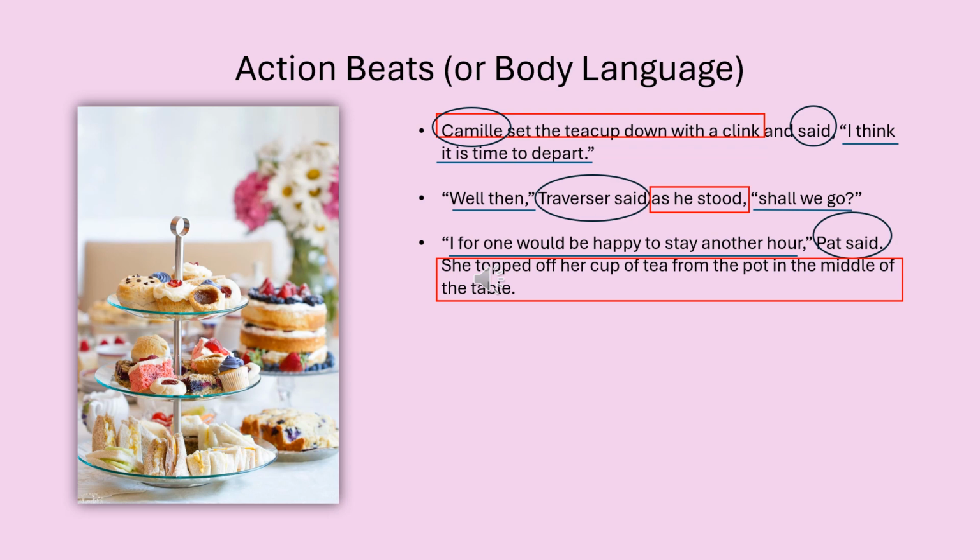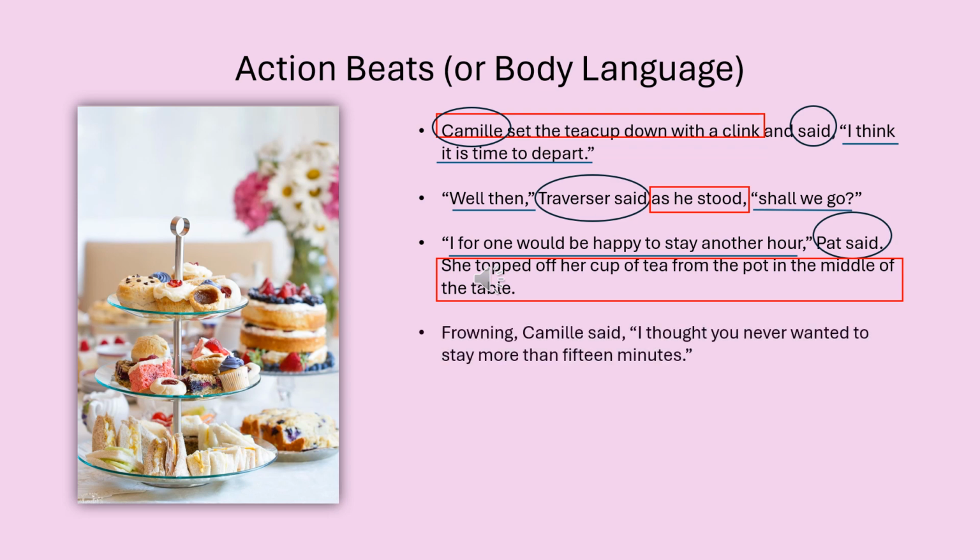You can connect them. I could have put a comma after said and written, "and she topped off her cup of tea from the pot in the middle of the table." I could have used a semicolon after said to connect these two as well. But the point that I'm trying to make is that sometimes action beats aren't connected to the dialogue tags and sometimes they are. And this is an example of a dialogue tag, a period, and then an action beat.